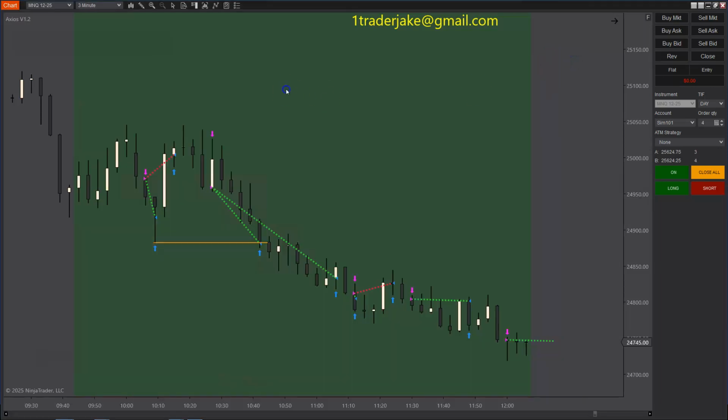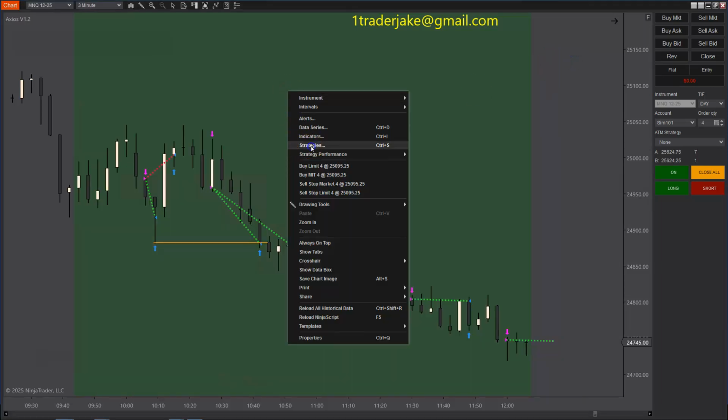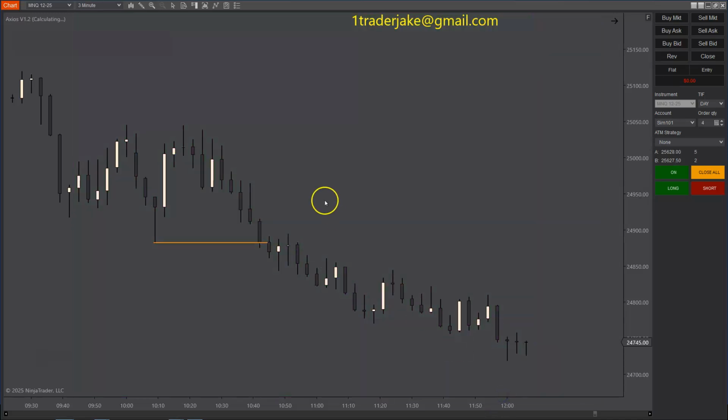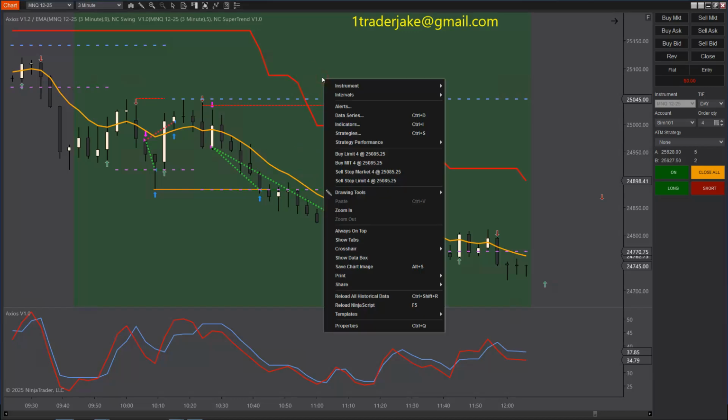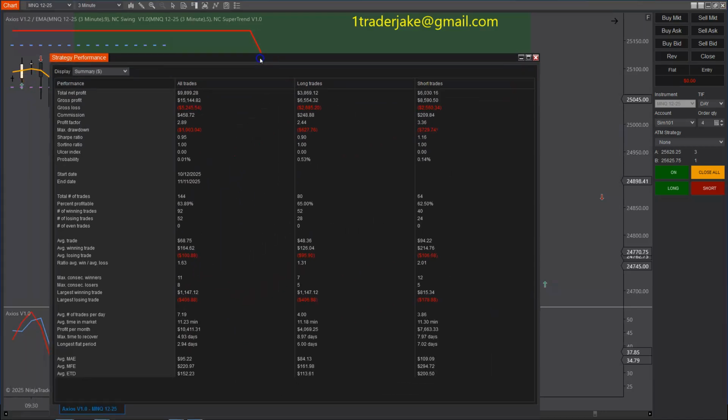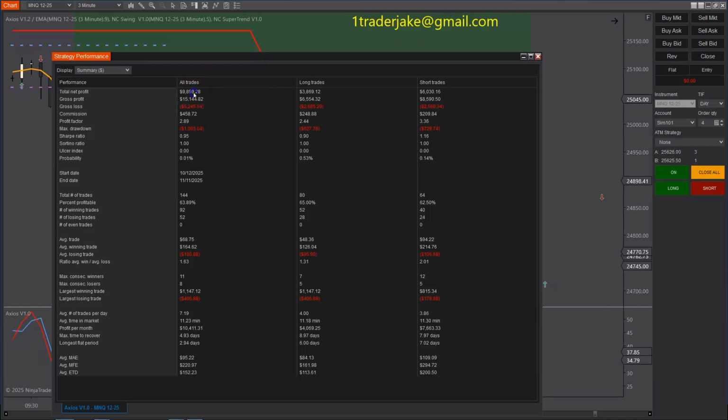Let's try another configuration. Let's try 3 and 1, no break even. We'll keep it at 400. Max loss for the day. And we'll drag it in. Oh, look at this. And now we have almost $10,000 in 30 days, but still that same max drawdown.